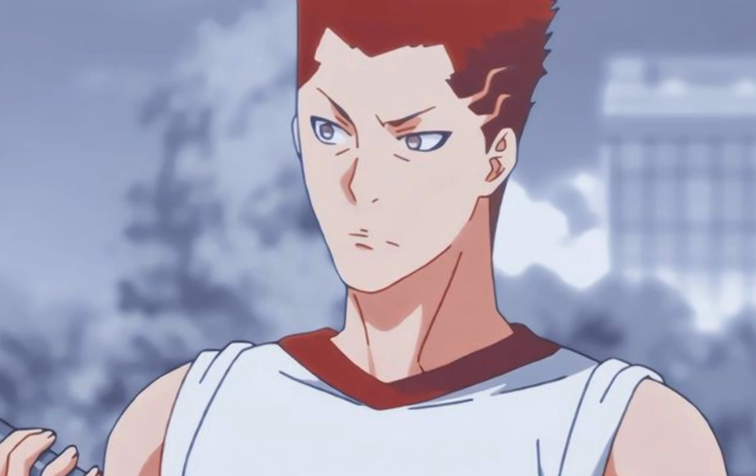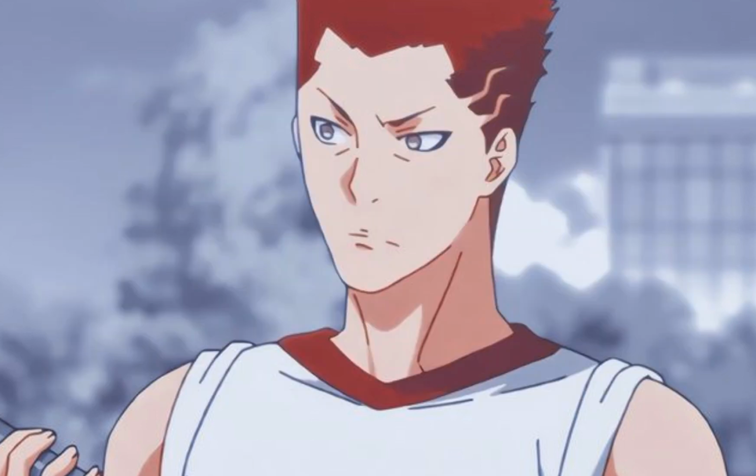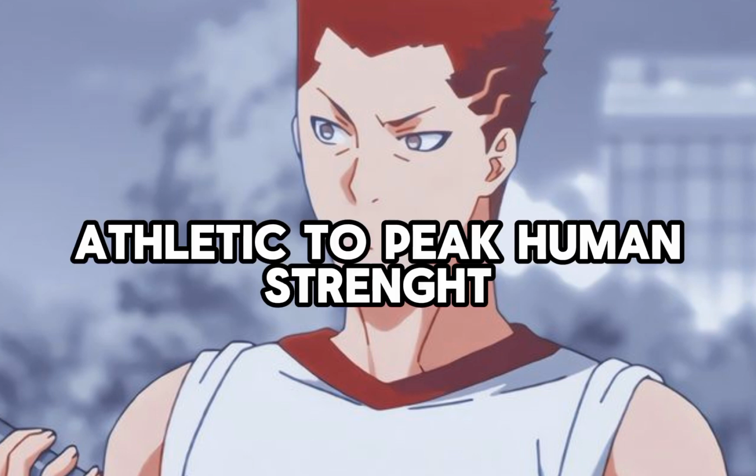I'm going to demystify a point that is generally misunderstood by most readers. Sudō didn't break the desk. In fact, when we look at the panel, we're told that the desk collapsed and crashed to the floor. So it wasn't Sudō's kick that broke the desk, but the damage caused when it fell to the ground. This feat would be better if we counted it as strength, which would put it from athletic human to peak human at maximum.